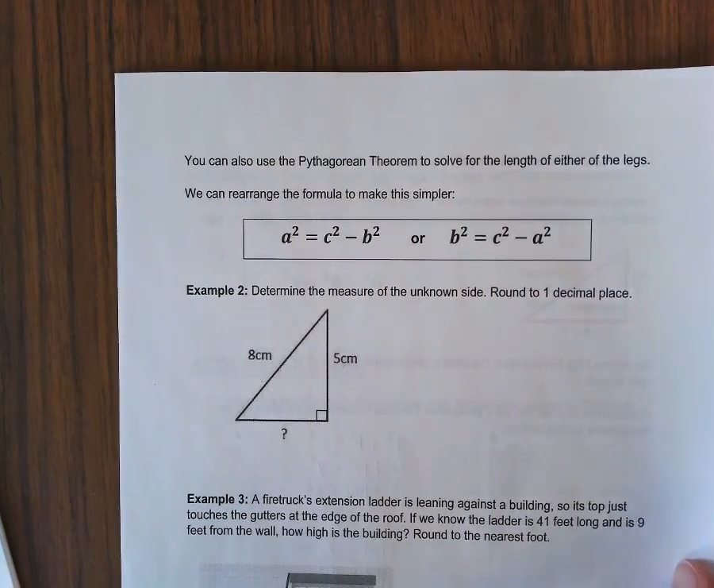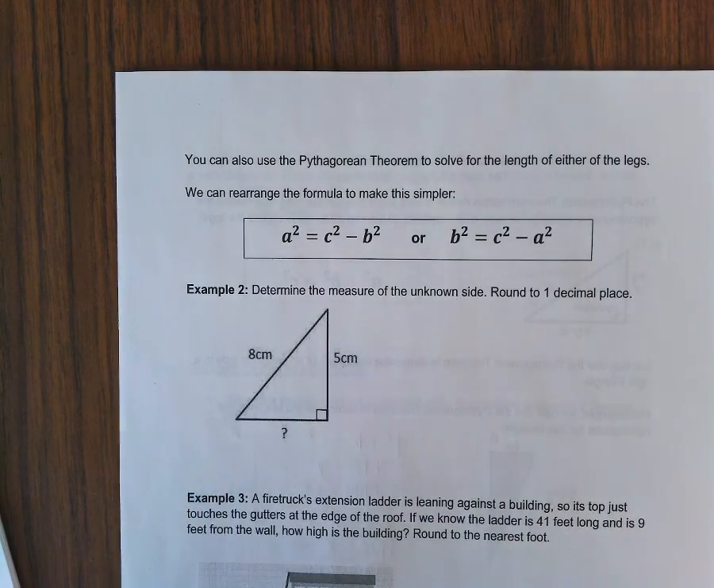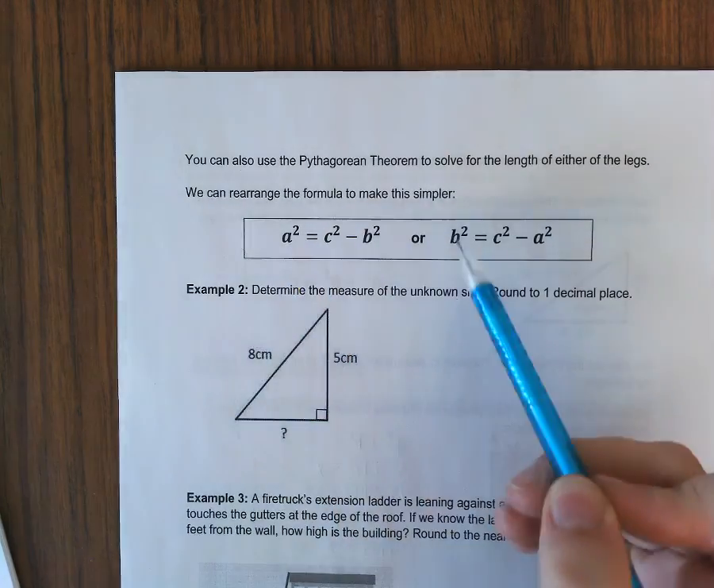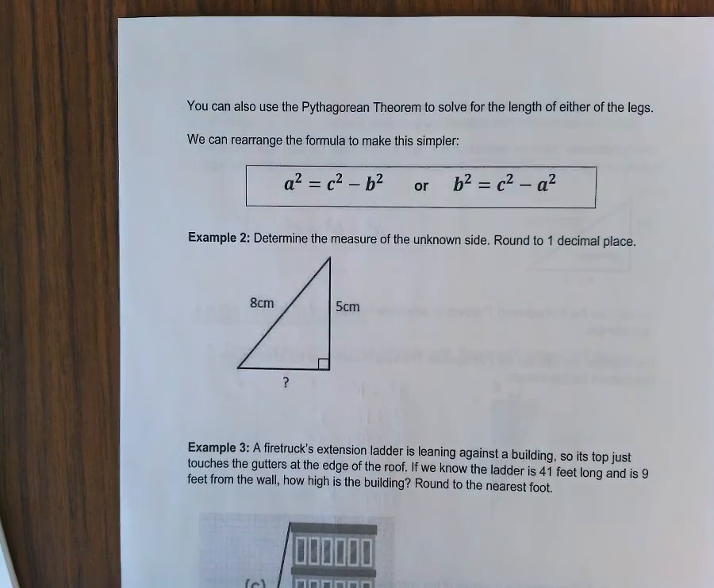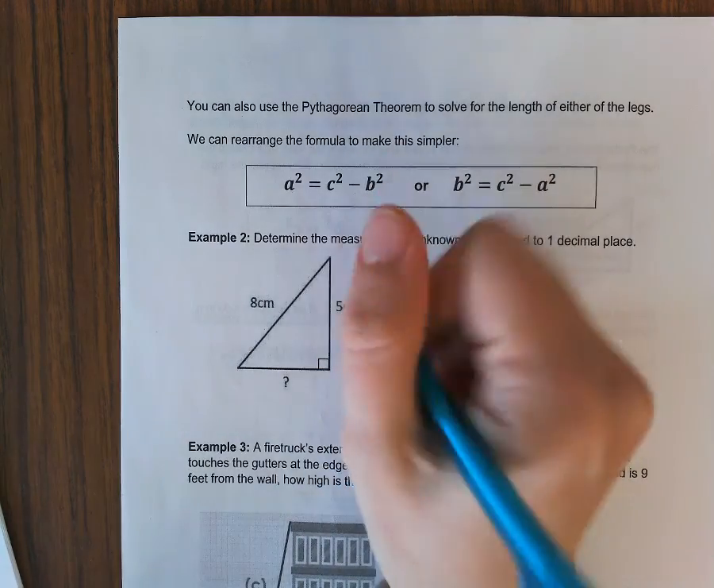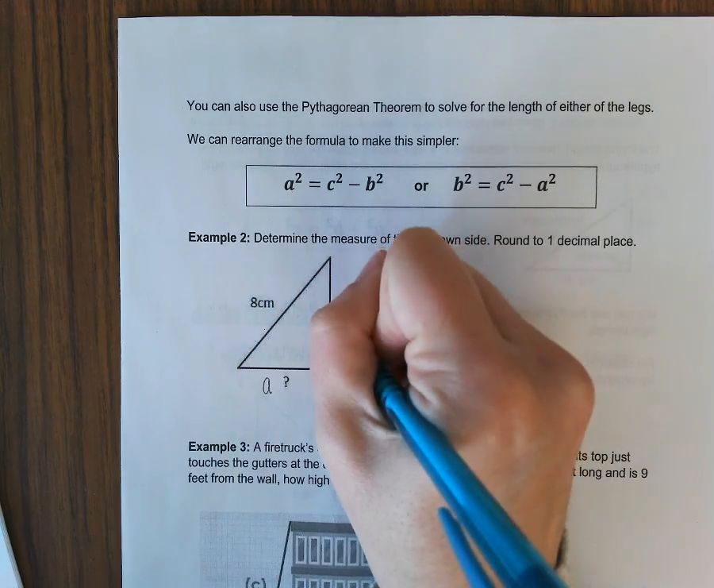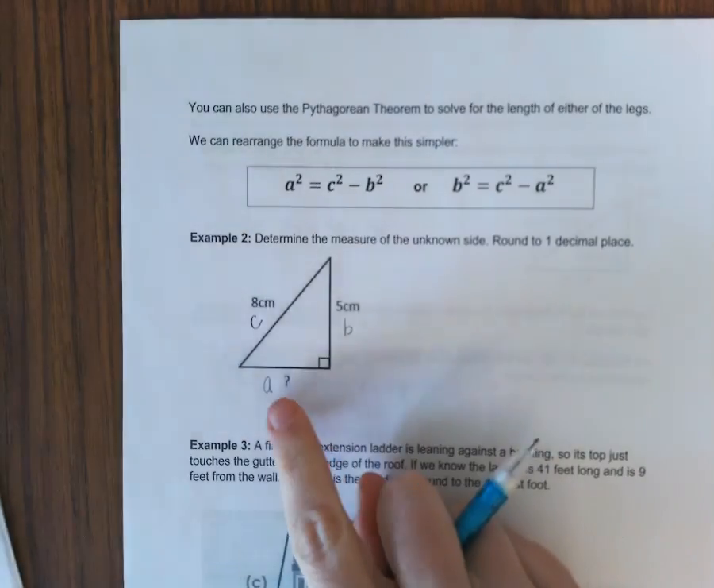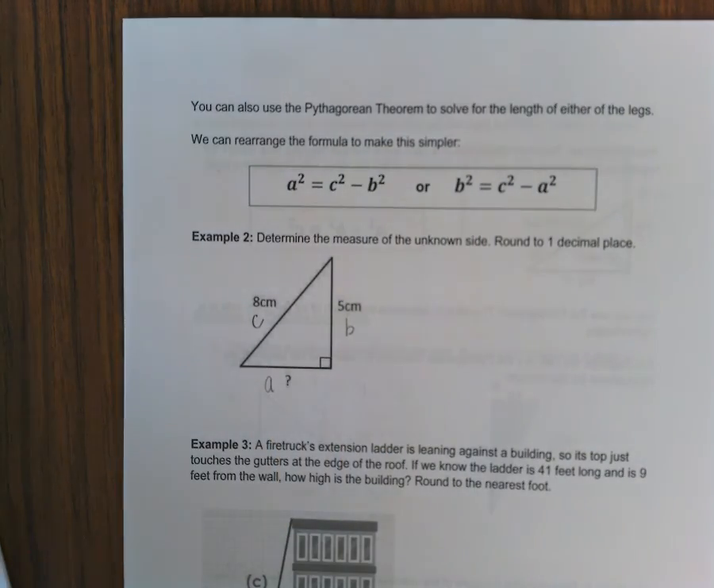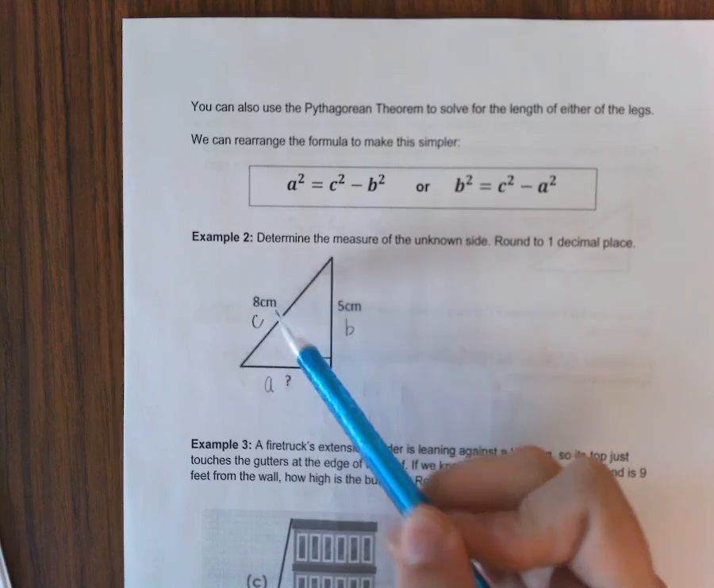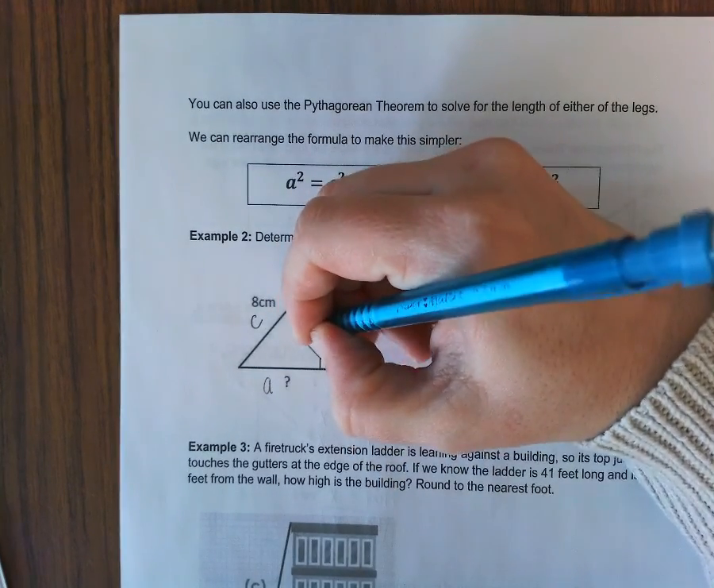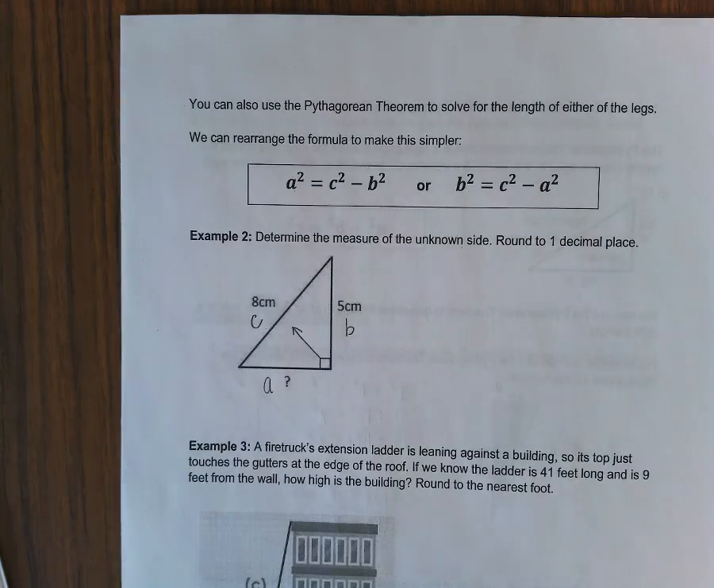We can also use this theorem to solve for the length of either of the legs. And to do this, all that you're going to do is rearrange the formula so that you can solve for either A or B. The steps are the same. The first thing that you want to do is label the sides of your triangle with A, B, and C. So in this triangle, we've got side A, side B, and side C. Remember, side A and side B can be interchanged as long as side C is always the hypotenuse, which again is right across diagonally from the right angle.